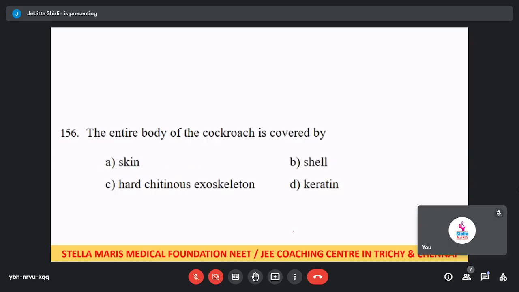The entire body of cockroach is covered by, just before some time I gave you the answer. Answers, please. 156. A, skin, B, shell, C, hard chitinous exoskeleton, D, keratin. Okay, so good, Neha. Vidya has given option C. Do you all go with option C?